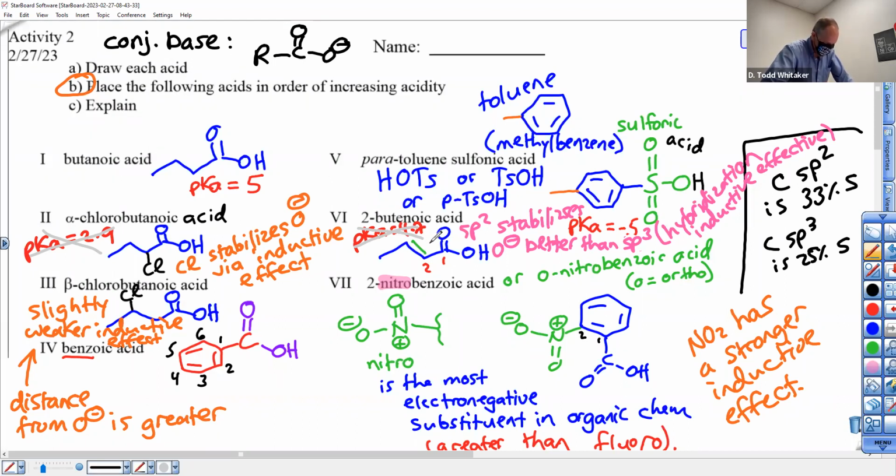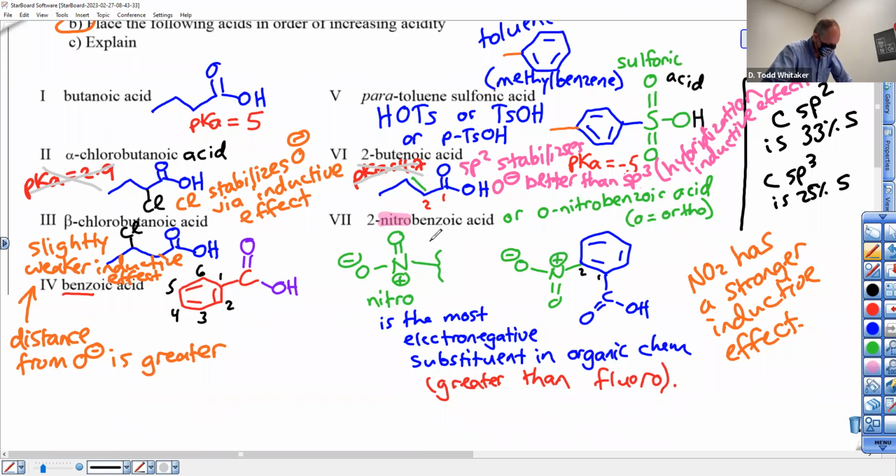So I think we can put some of these in order based on that. We've got top dog is the sulfonic acid, and we should talk about why. Down here, at the very end, V is top guy. And then I believe the chloro one would be next best. But I'm going to remind you that now we have the one down here. Isn't this also hybridization? It has the small inductive effect of the hybridization.